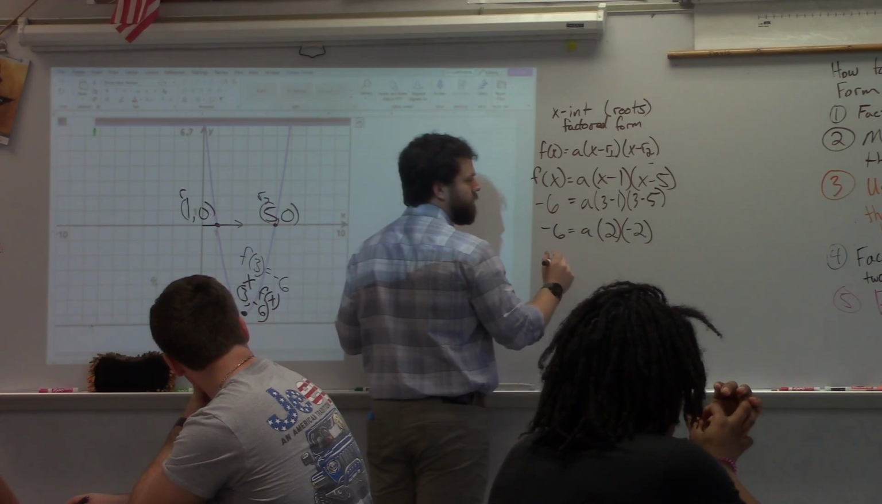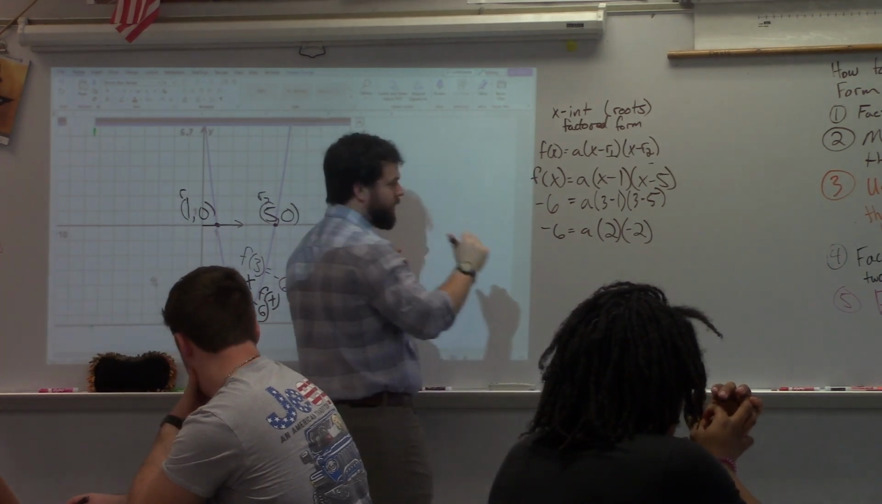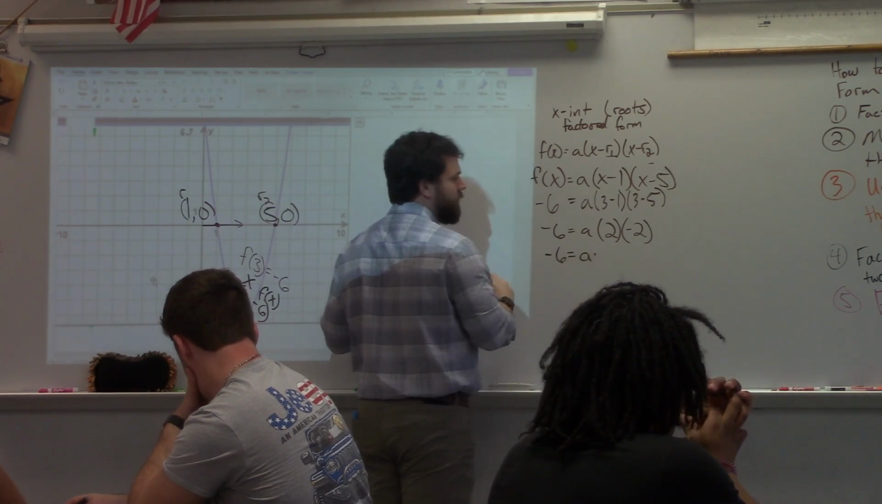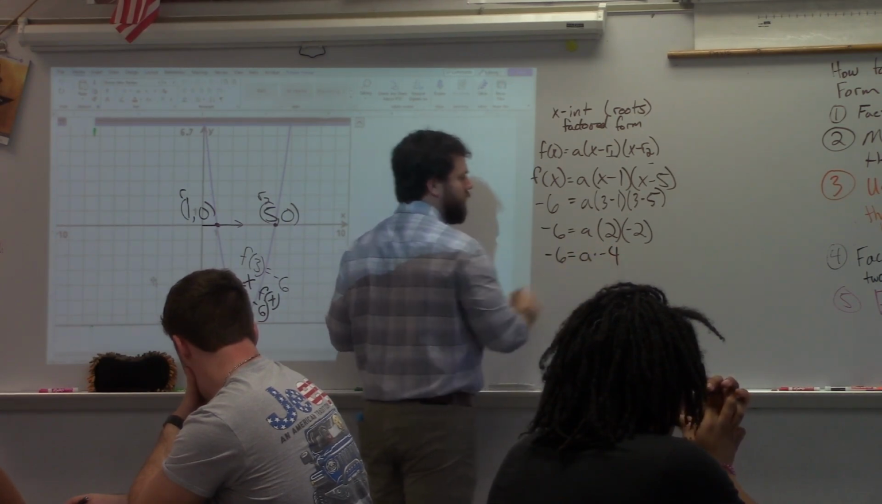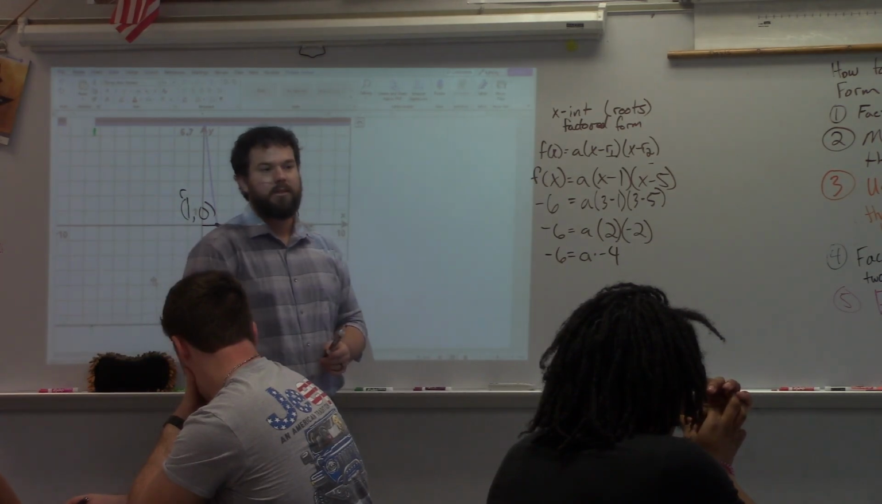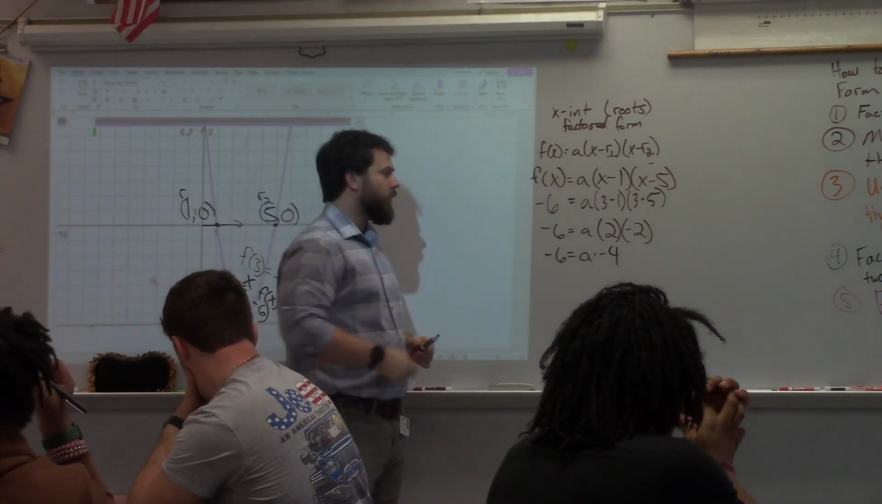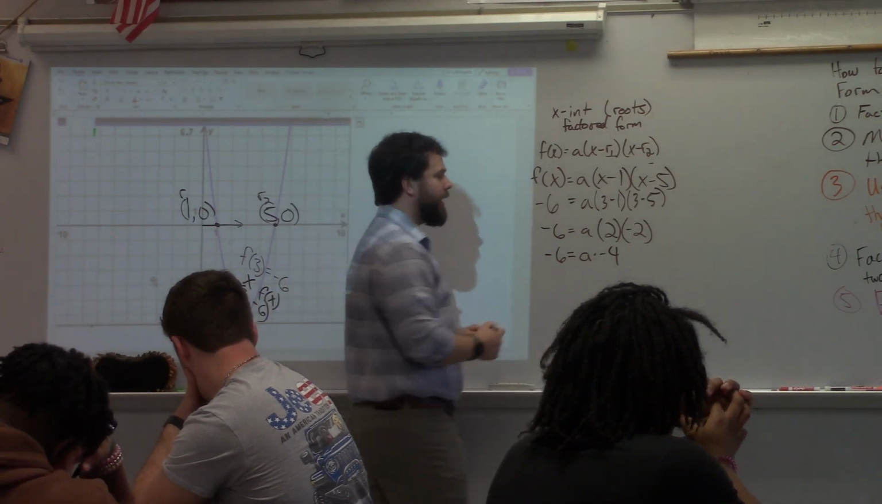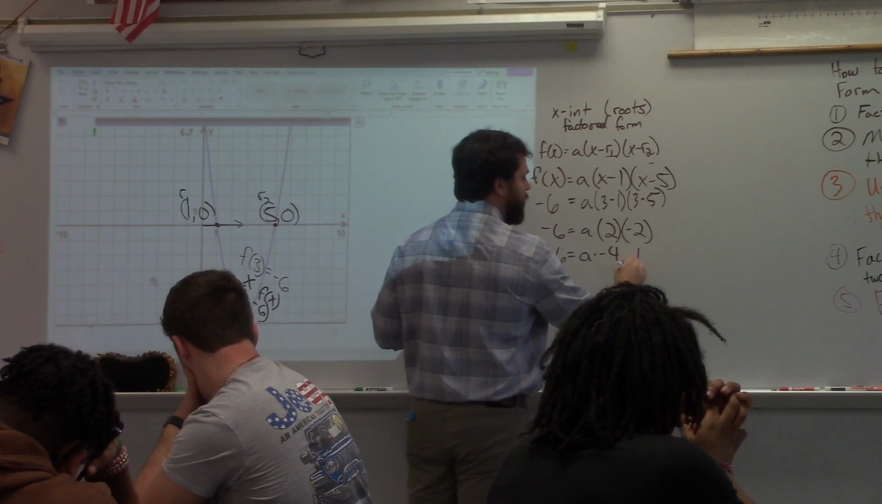2 times negative 2, which is? Negative 4. So I have a times negative 4. Notice I am very intentional about putting that multiplication, otherwise you'll get messed up. You use the reciprocal. I am multiplying by negative 4, so now I need to divide by negative 4. So yes, I would use the reciprocal.